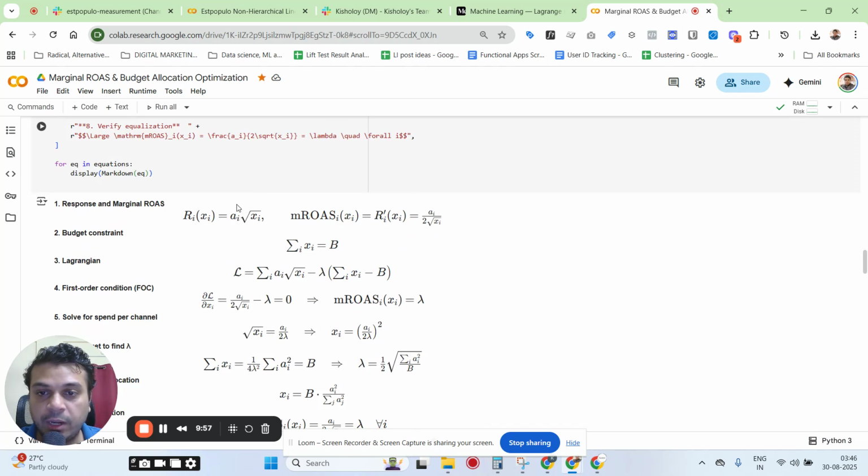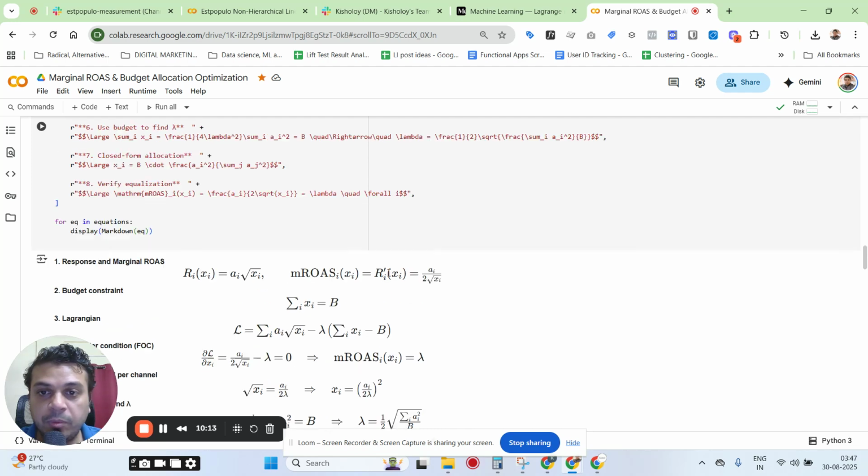It was of this form, where you had the coefficient alpha i, and you had the root over the spends of the different channels. So that is how the response curve, or that is how the revenue curve looks like. Now, how do I derive marginal ROAS from it?